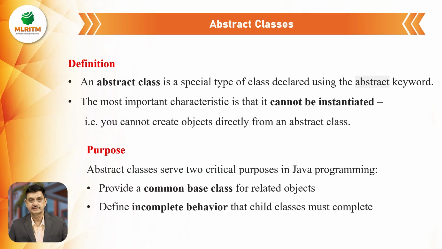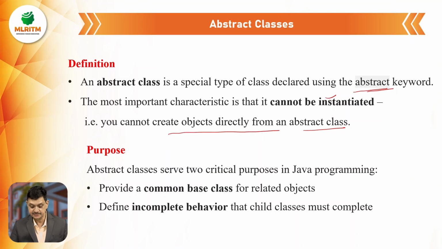Basically, the abstract class is a special type of class declared using the abstract keyword. The most important characteristic is that it cannot be instantiated. That means you cannot create any objects directly from the abstract class. Still, why are we using abstract classes? They are one of the most frequently used classes in the implementation of Java-based applications.